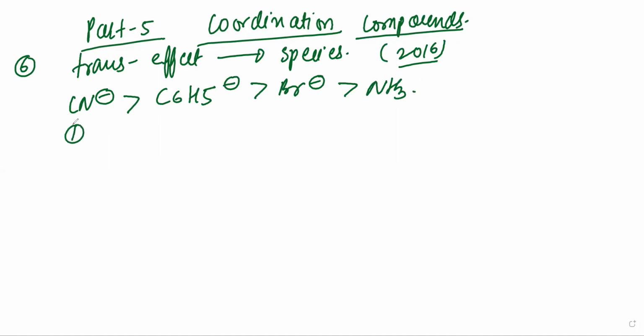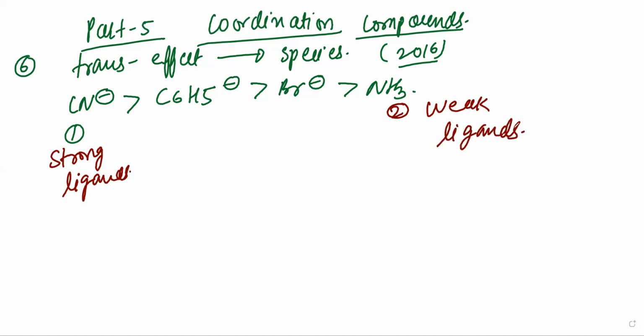So this is the first trans ligand. This is the weakest, right? This will be the strong ligands, and next will be the weak ligands. Understood? And this will be the order. So please remember the order first.